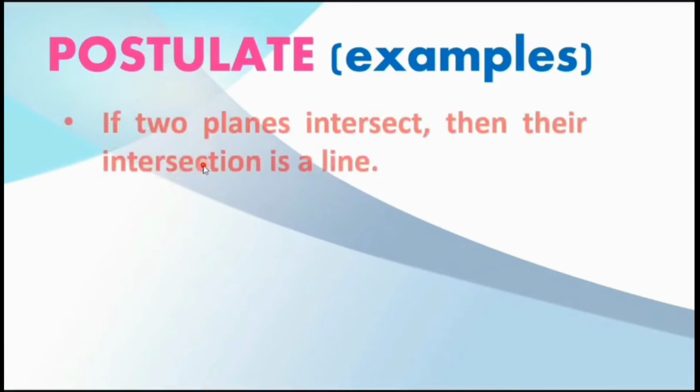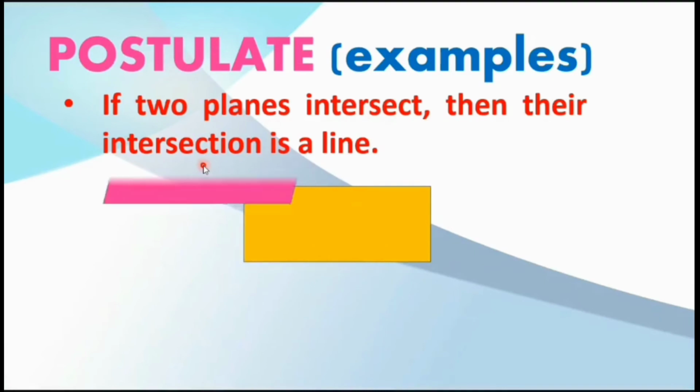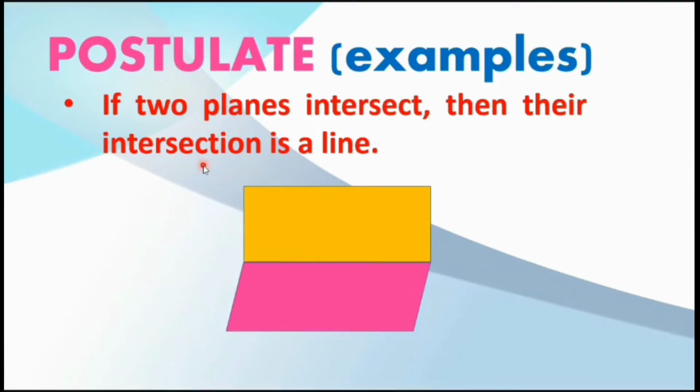Next is, if two planes intersect, then their intersection is a line. Suppose we have two planes here, the yellow plane and the pink plane. So yung intersection nung dalawang planes na to, yung yellow plane at saka ng pink plane, is actually this part here. So on this part here, we can actually draw a line. So meaning the intersection between two planes is actually a line.